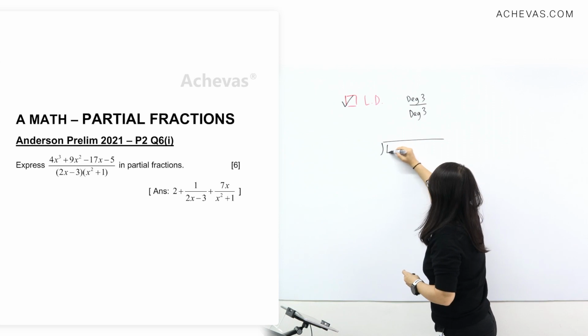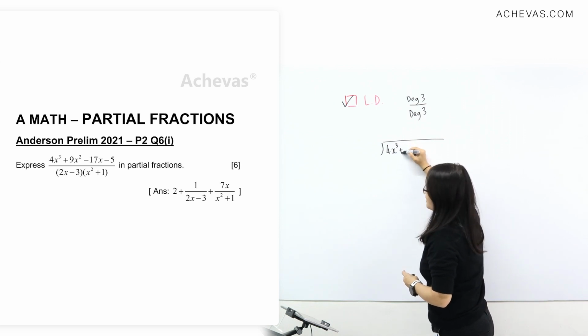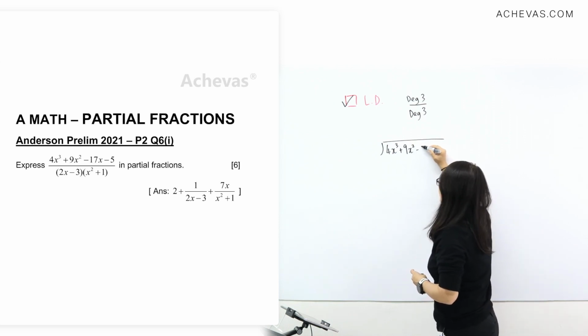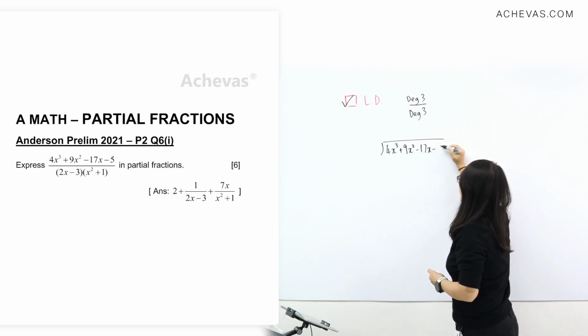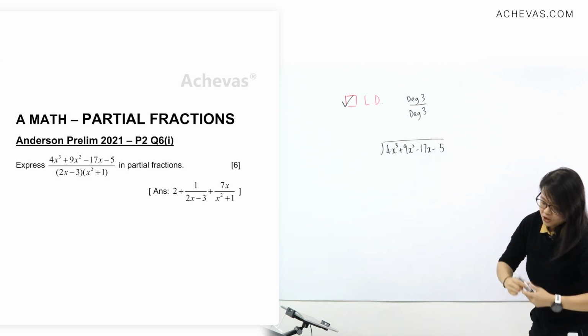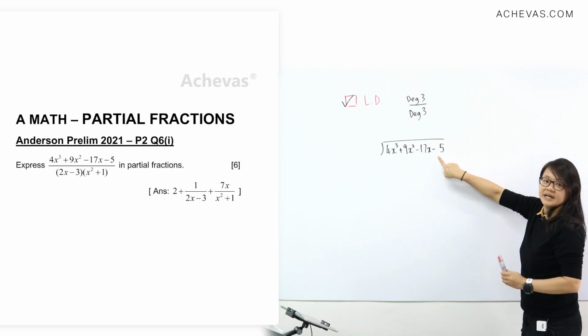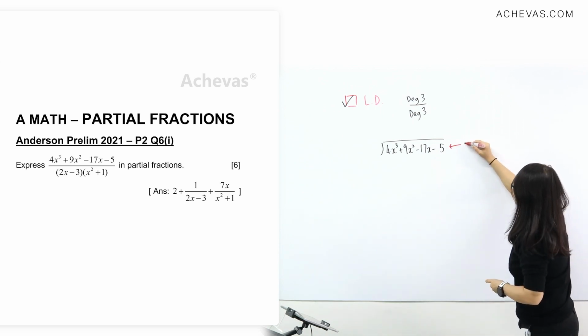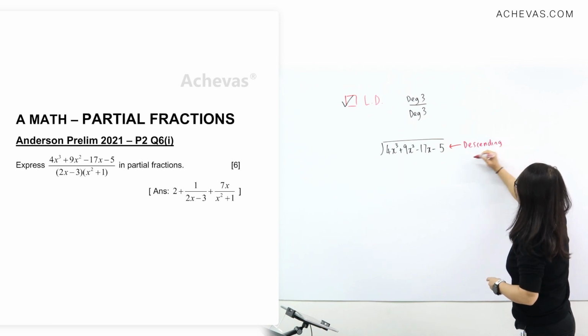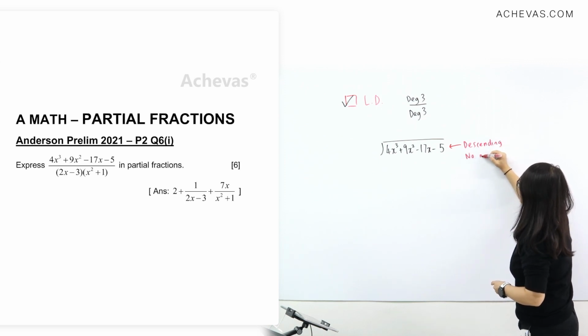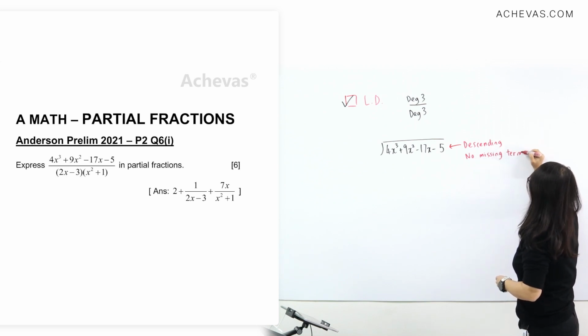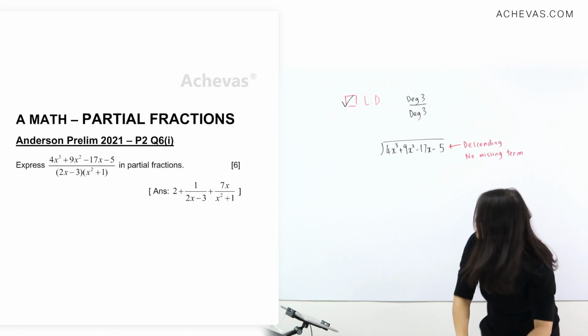Okay, now let's look at long division. I'm going to write 4x power 3 plus 9x squared minus 17x minus 5. Take note that this is given in descending order, which is good. Second, also take note that there's no missing term, okay?